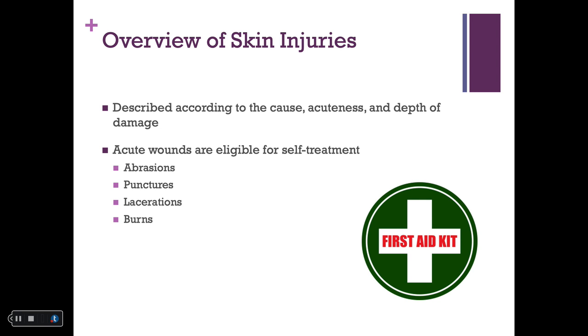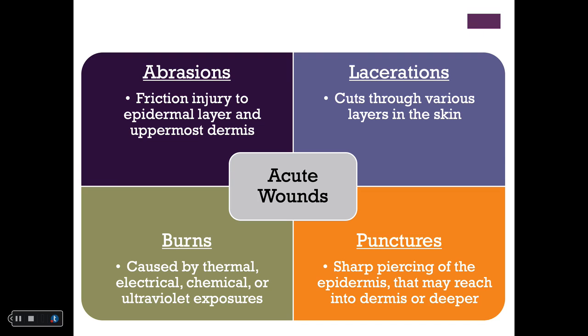So in general, we look at skin injuries and describe them in a couple of different ways. One is the cause, one is the acuity, and another is the depth. And we'll go through that in more detail. Acute wounds that are eligible for self-treatment would be things like abrasions, punctures, lacerations, and burns. And what that looks like is defined here for you.